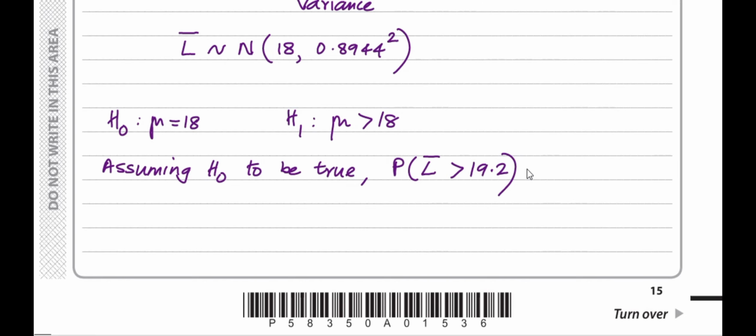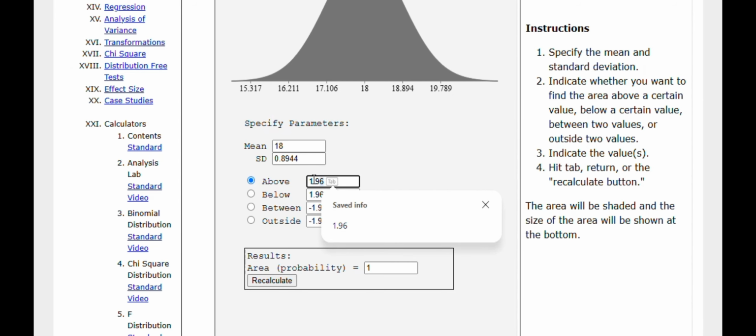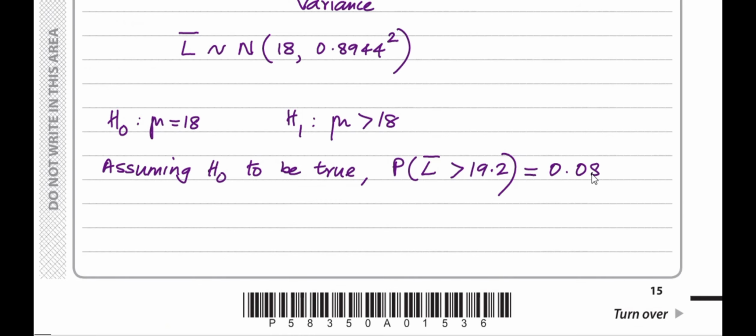Now we will put this into the normal distribution calculator and find the probability. This is the normal distribution calculator. So we'll put mean is equal to 18. Standard deviation was the value that we calculated, 0.8944. And we are testing what is the probability that this is greater than 19.2. And that gives us the probability of 0.0898.